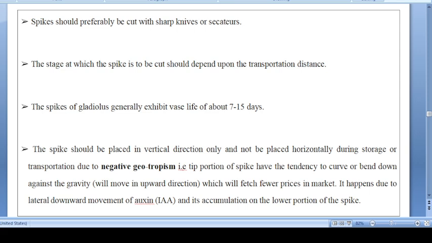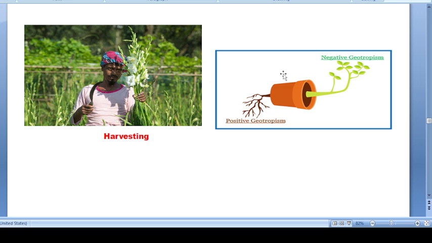Negative geotropism is commonly seen in which flower crop? That is gladiolus. Here you can see, suppose if we are keeping in a horizontal position, the flower will get, this is positive geotropism. The flower will get diverted and the flower will go down. So it will be bended. The flowers will have a bended nature. So always it is advisable to keep in a vertical manner.